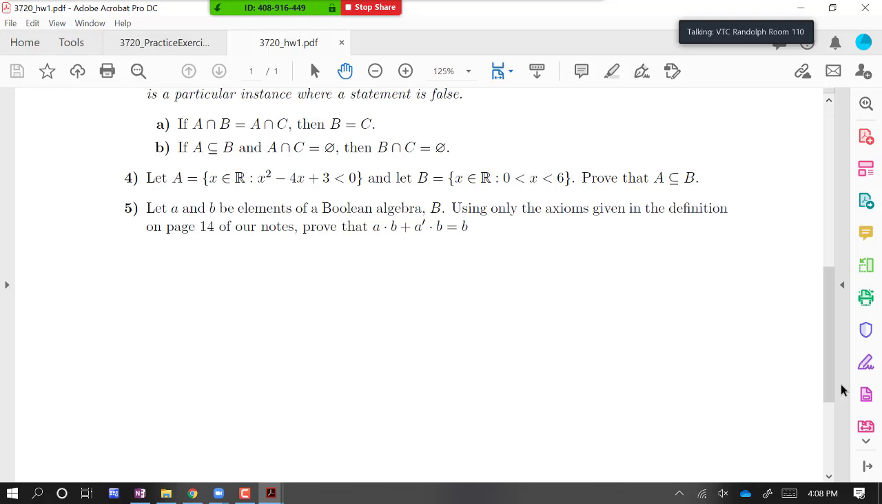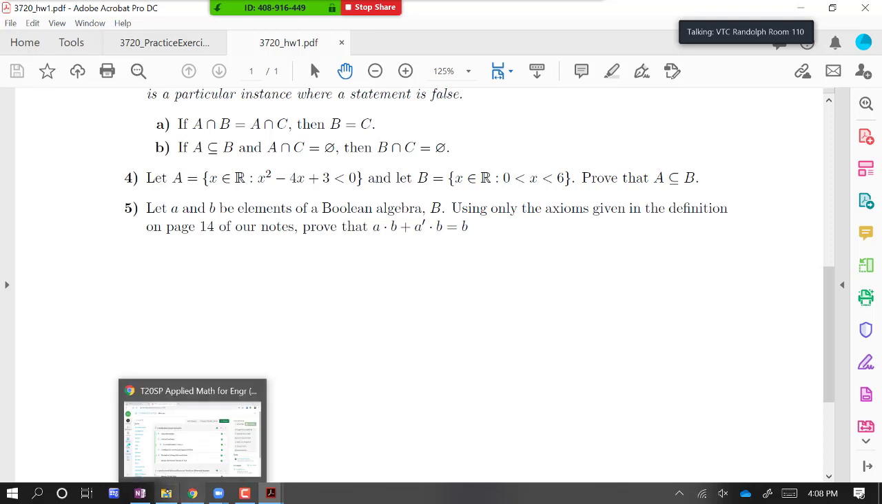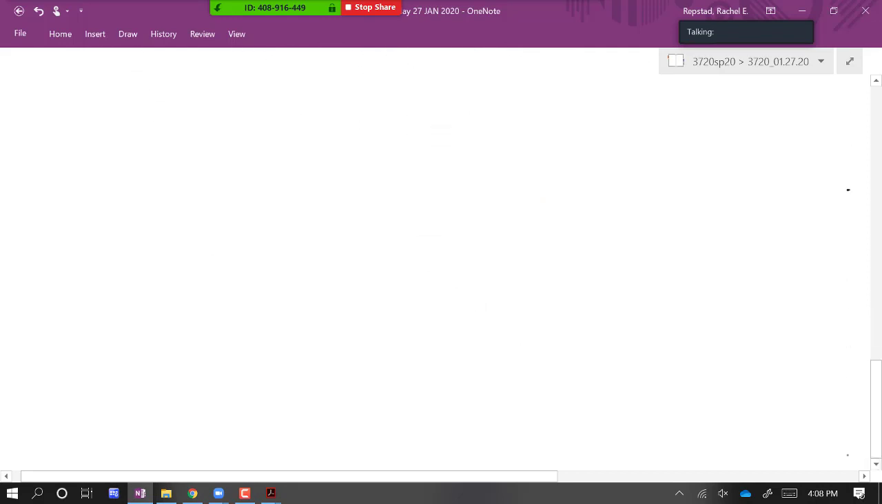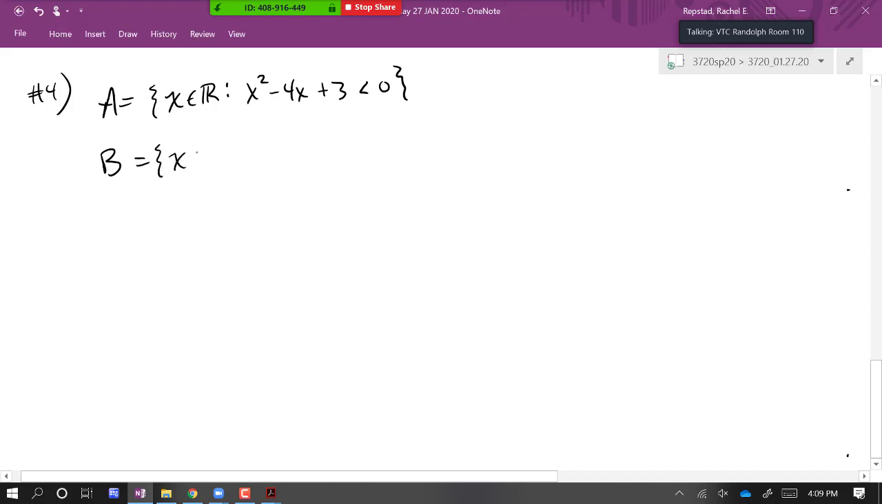Okay, so they give us 2 subsets of the real numbers. A is the set of all x in the real numbers such that x squared minus 4x plus 3 is less than 0, and B is the set of all x in the real numbers such that x is between 0 and 6.